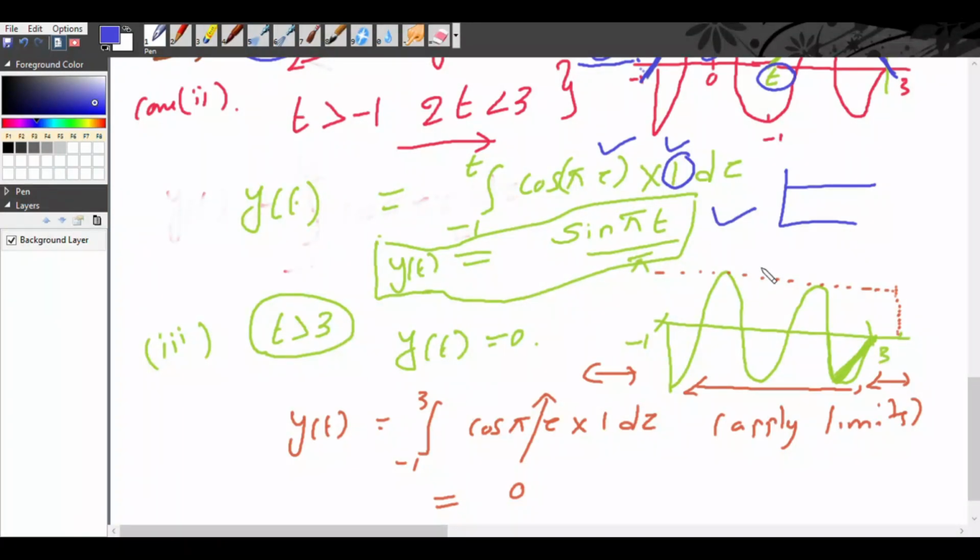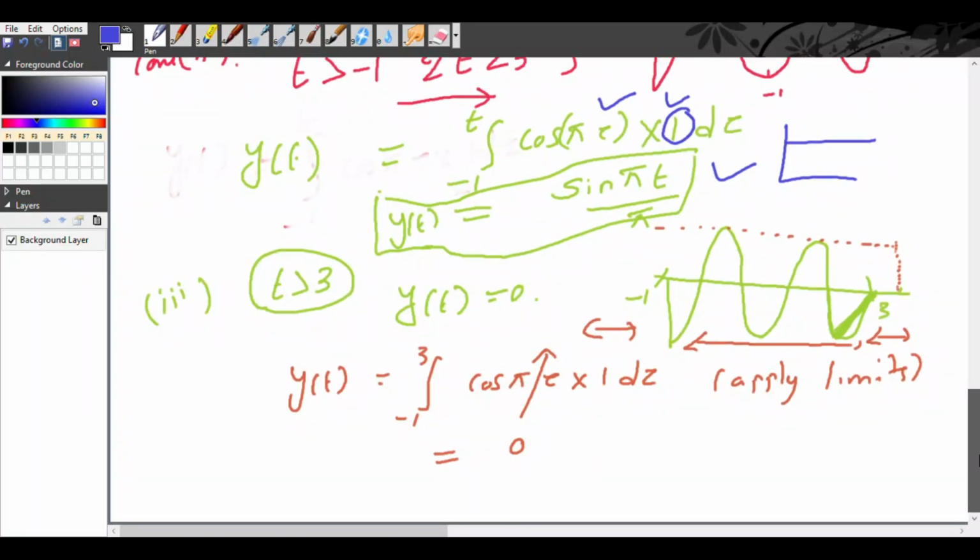So t is greater than 3. So t is greater than 3 means the signal will look somewhere here. ഈ ഗ്രേറ്റർ ദാൻ 3 എന്ന് പറയുമ്പോൾ എവിടെ വേണമെങ്കിലും ഇരിക്കാം, പോസിറ്റീവ് ഇൻഫിനിറ്റി പോലെ ഉണ്ടാവാം, എവിടെ വേണമെങ്കിലും ഇരിക്കാം. പക്ഷേ ഓവർലാപ്പ് ആവുന്നത് ബിറ്റ്വീൻ -1, 3. വൈ ദ ഓവർലാപ്പ് ഇസ് ഹാപ്പനിങ് ഹിയർ? Why overlap is happening between here?